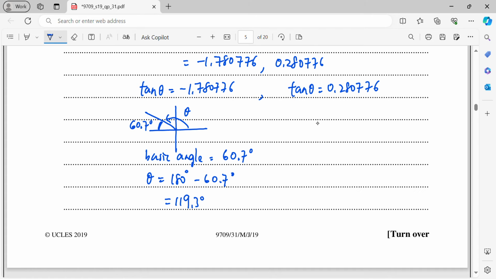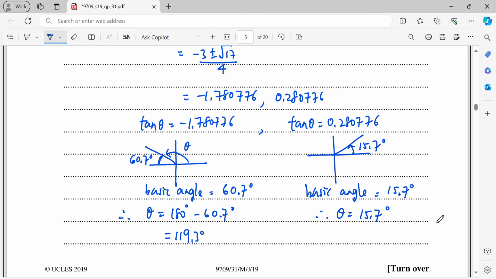Now for the next one, where tangent theta is positive, that means it is in the first quadrant. So I will just write basic angle, that is 15.7 degrees. So hence my theta is going to be 15.7 degrees. So that's all for the solution of this question.